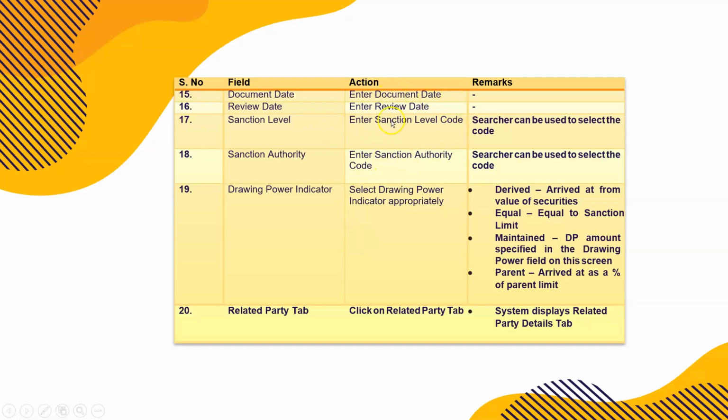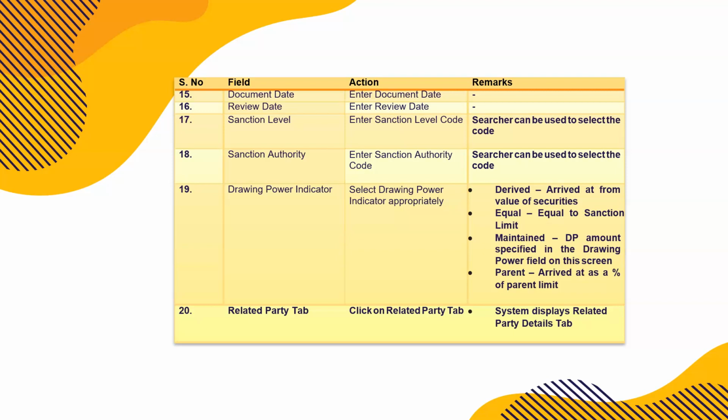Document date, there is an option. What is the date of your documentation? Review date. Generally it is a 1 year review date, right? Sanction level, whatever the level is: branch level, regional office level, zonal office level, head office level, depending on the sanctioning authority. So go on the searches for these levels, document dates, control X, and drawing power indicators.